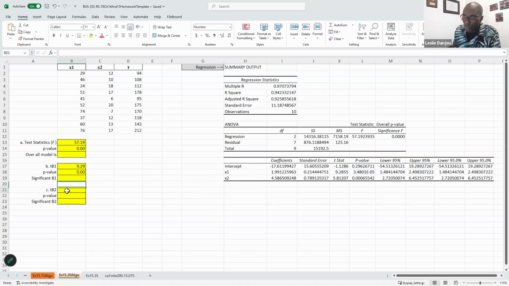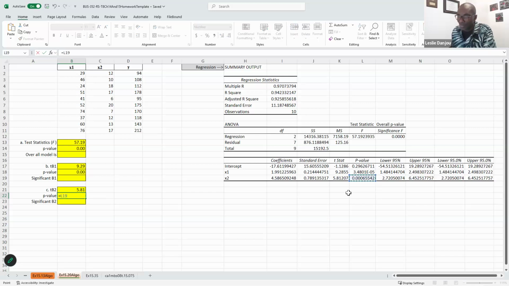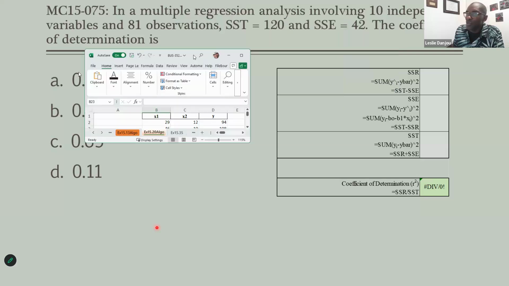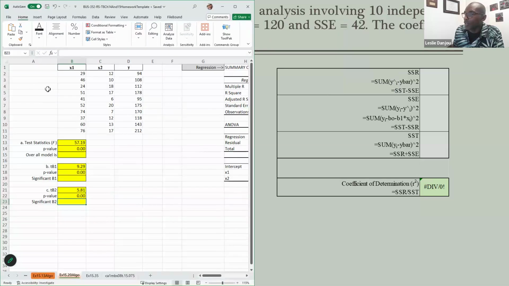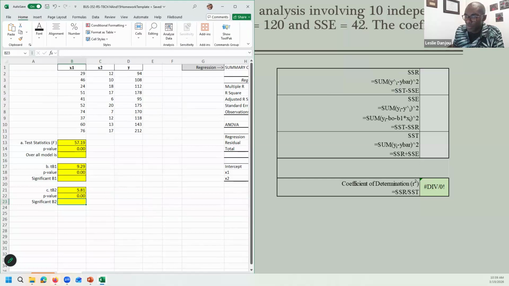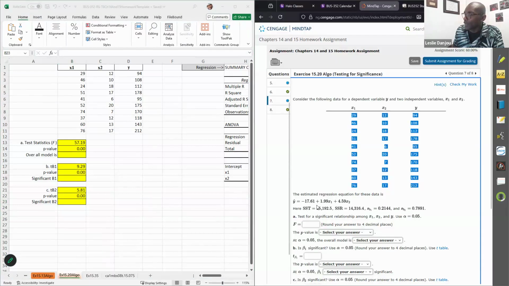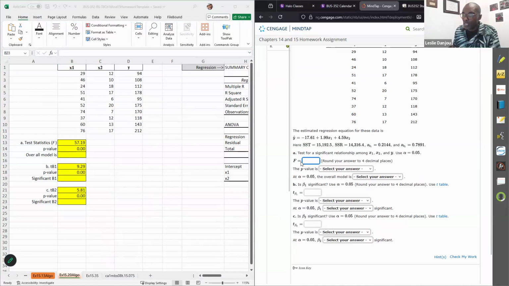And I'm going to go down here, my TB2. And then my p-value is going to be this guy for my TB2. So I'm going to slide this over. I'm going to grab my Cengage as well. And you guys are going to be able to plug in your F value.